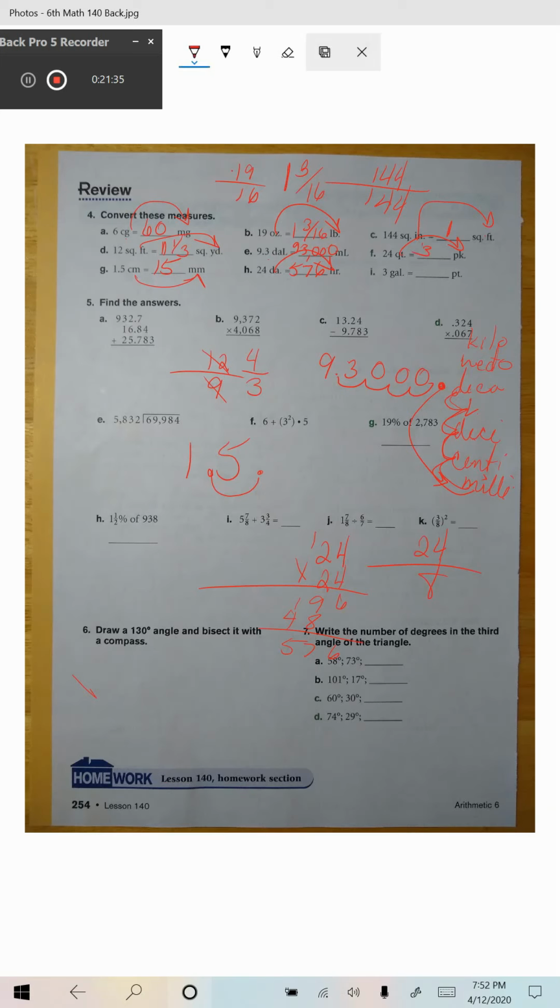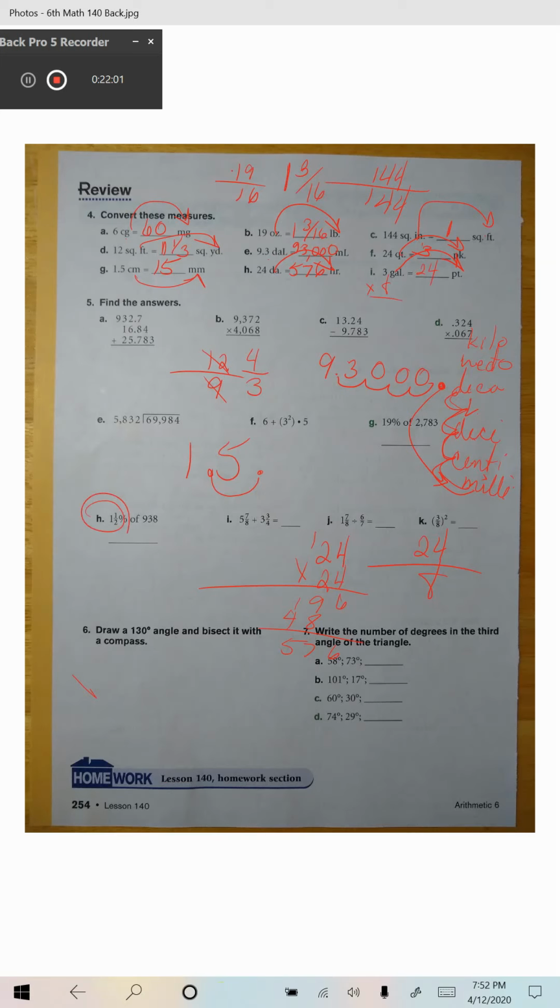All right, 3 gallons is how many pints? Gallons to pints, larger to smaller. There's 8 pints in a gallon. There's 4 quarts in a gallon and 8 pints because there's 2 pints in each quart. So it's going to be 3 times 8, which is 24.